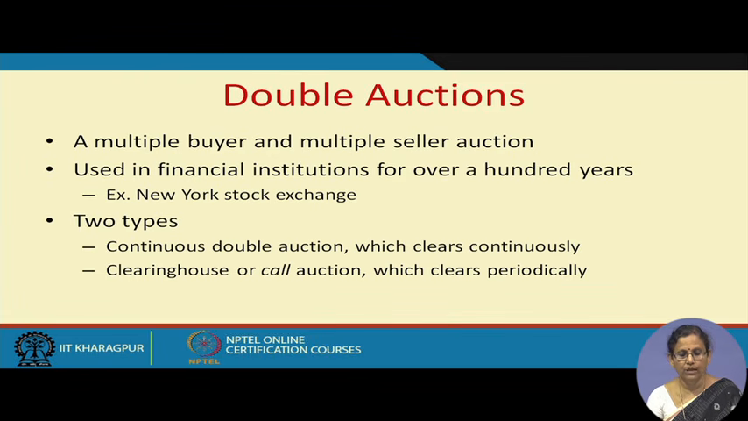So, there are basically 2 types of double auctions. One is continuous double auctions, which clear continuously, and the second one is your clearing house or call auction, which clears periodically. By continuous, I mean the transaction period is very short, maybe every 5 minutes it will get cleared, but in case of clearing house or call auctions, maybe in a day or so it will get cleared once.